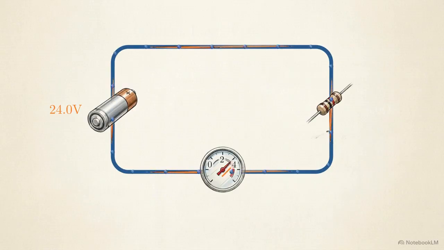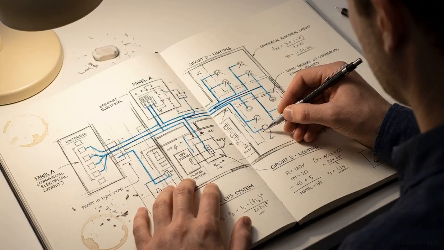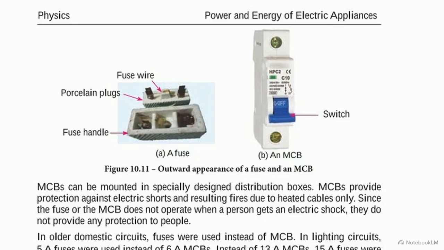Altering any one of these three variables forces a mathematical change in the others. Ohm's law is the essential tool that allows us to predict how a circuit will behave, ensuring we can design safe systems and prevent electrical overloads.